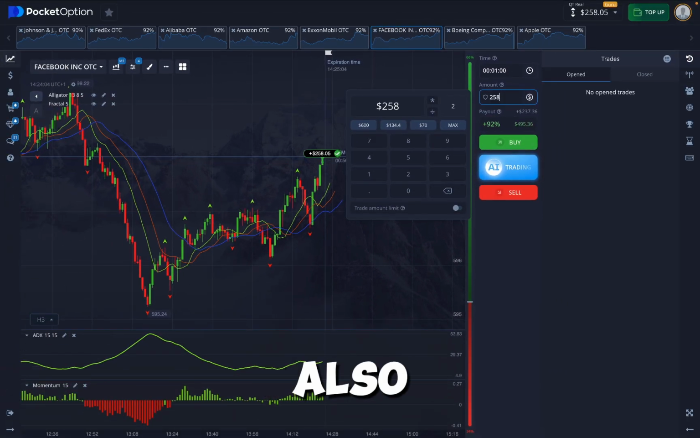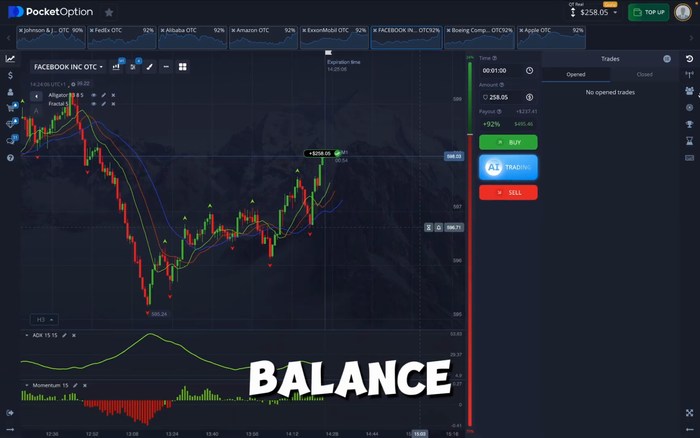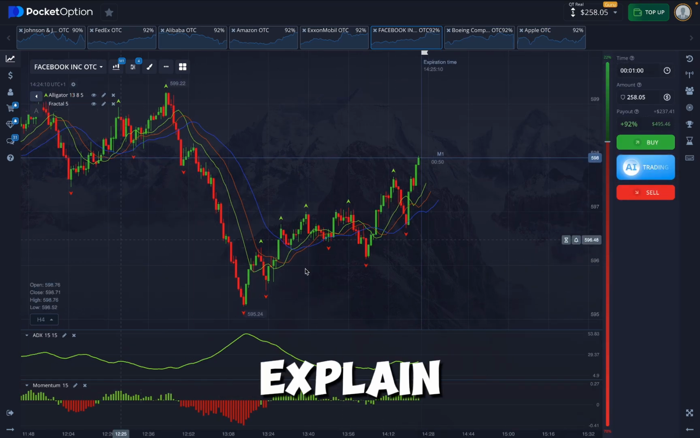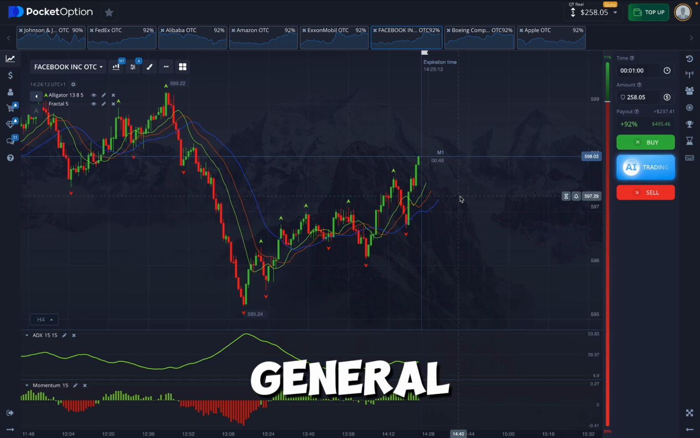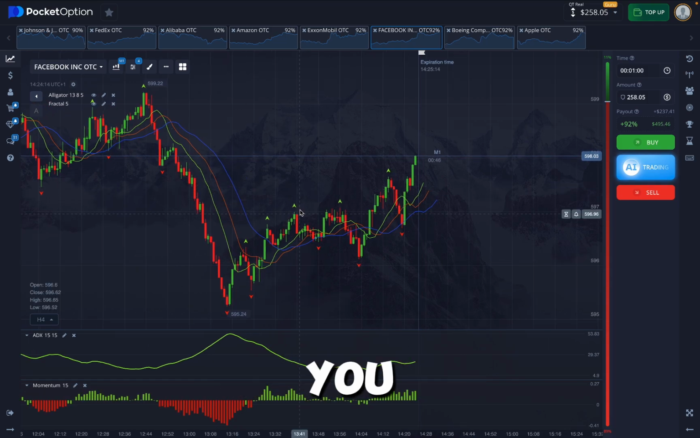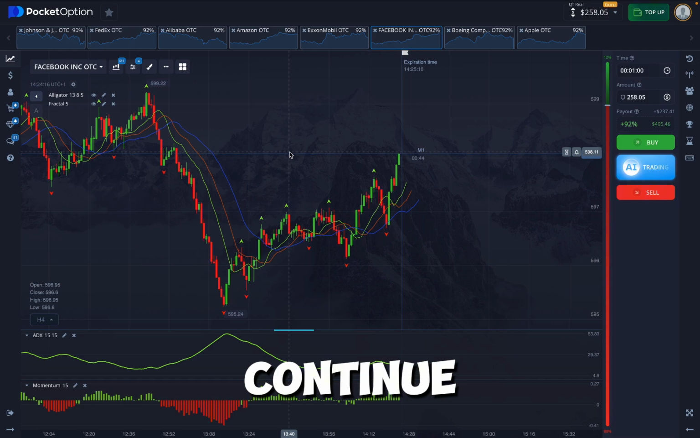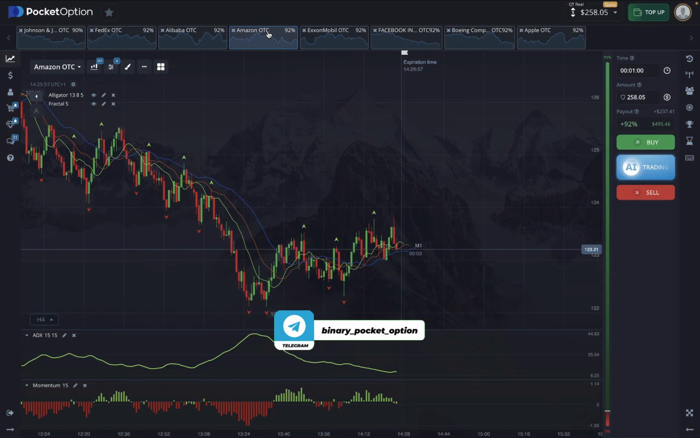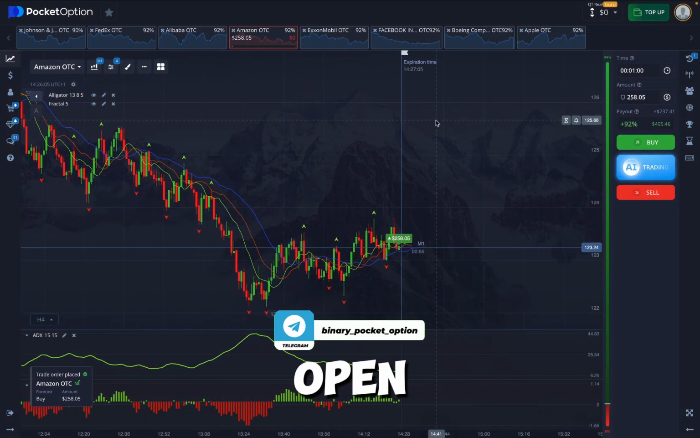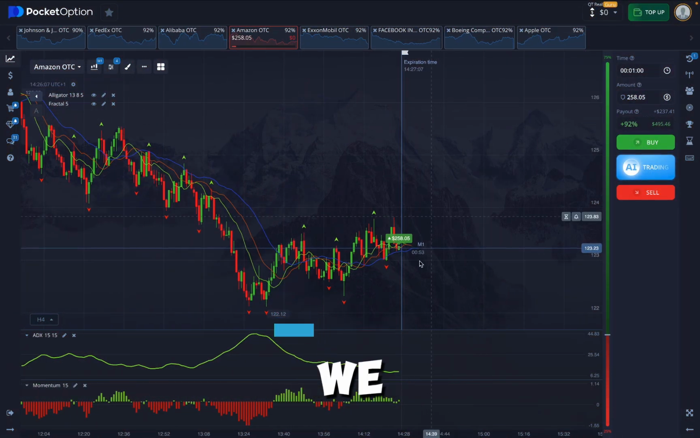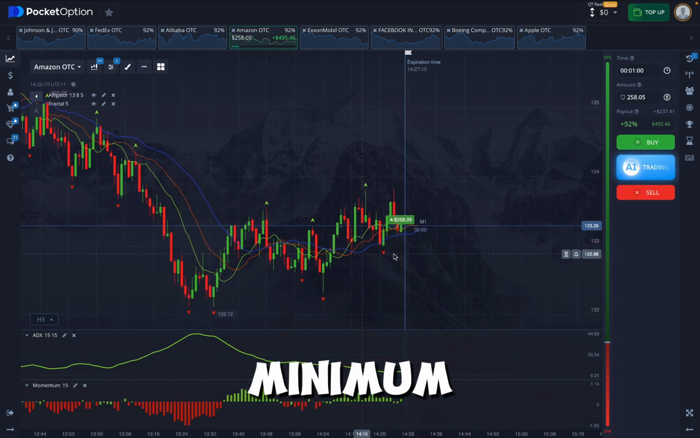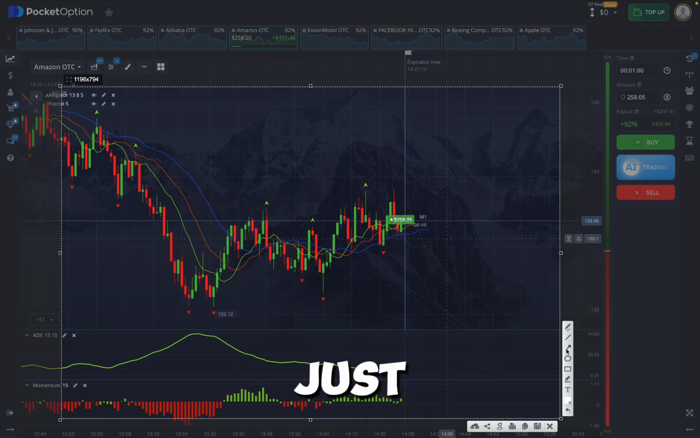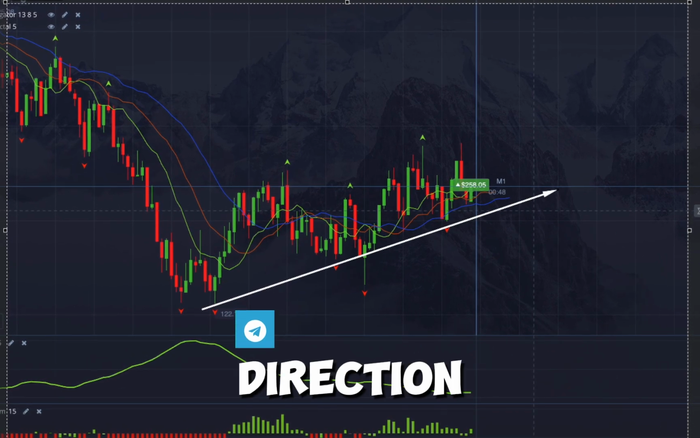Further opening is also carried out on the full amount of the balance without the right to make a mistake. I think everything was very clear. I tried to explain in detail, and in general, in such situations, you can open similar trades, continue trading, and pick up the following asset. Let's try to open a position on the upside here. We have just updated the structural local minimum, and after this update, it becomes clear that we can open a trade in the upward direction.